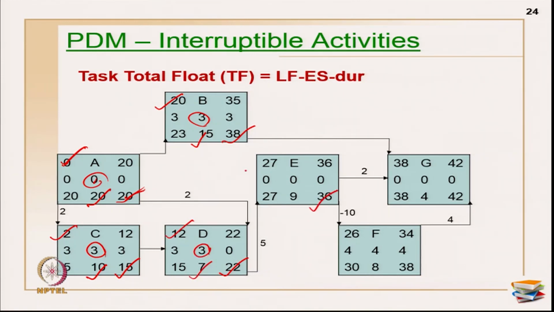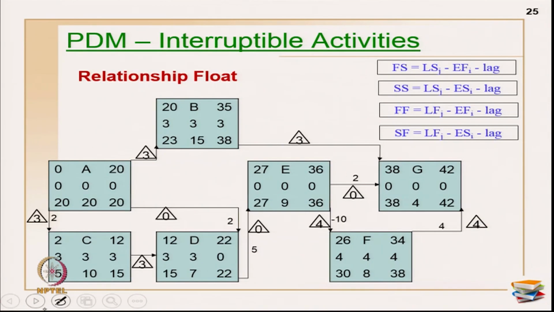So, 36 minus 29 minus 9 becomes 0, 38 minus 24 minus 8 becomes 4, and this becomes 0 here. Okay. So, if you see the total floats in the activities, activity A is critical, activity E is critical, activity G is critical, only 3 activities are completely critical. So, how do I represent the floats? I have to still find out my relationship floats.